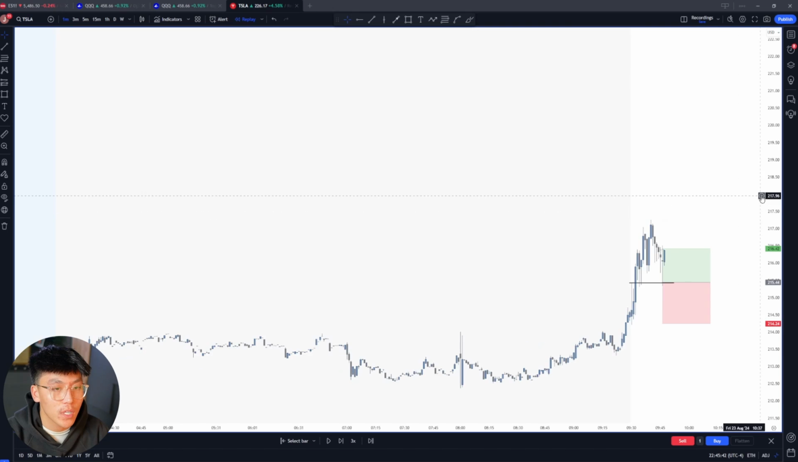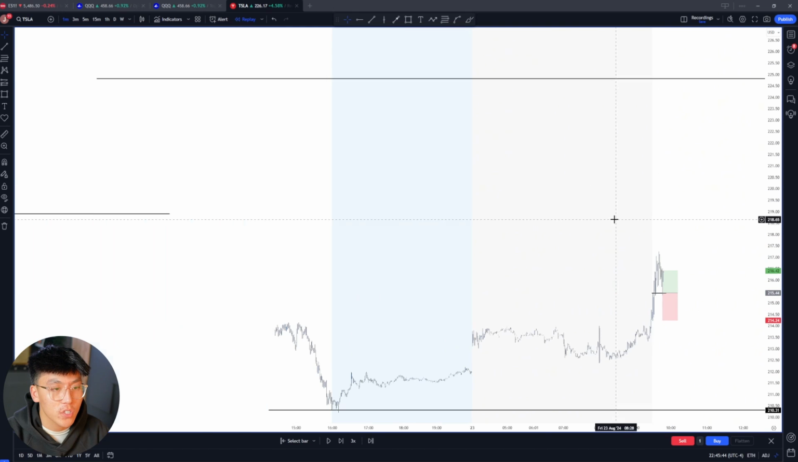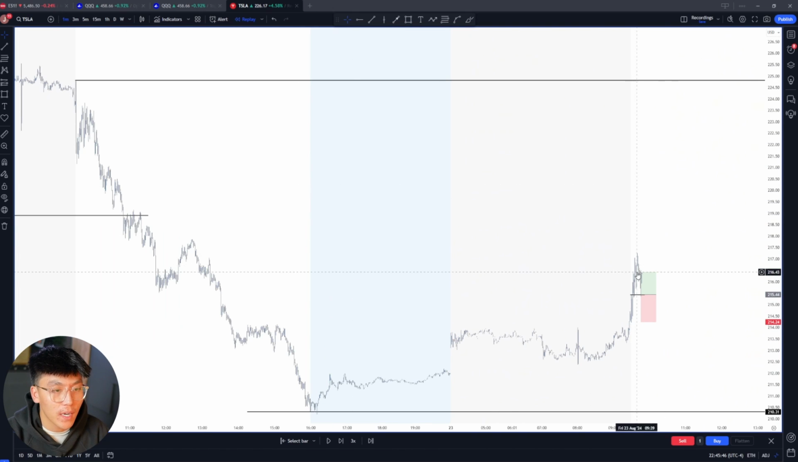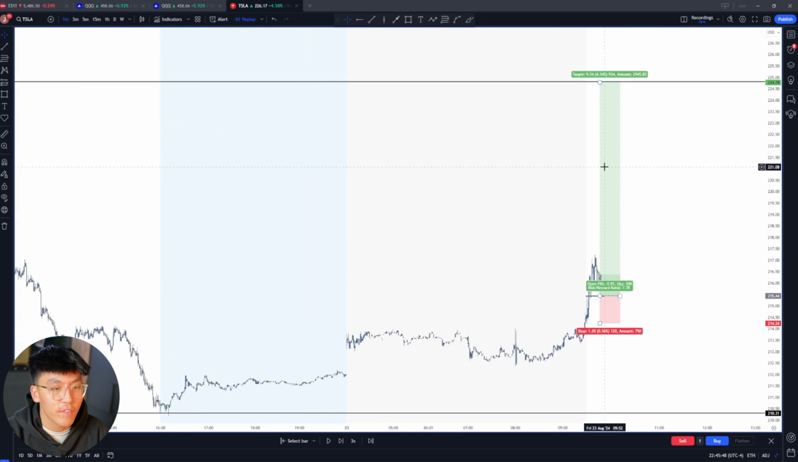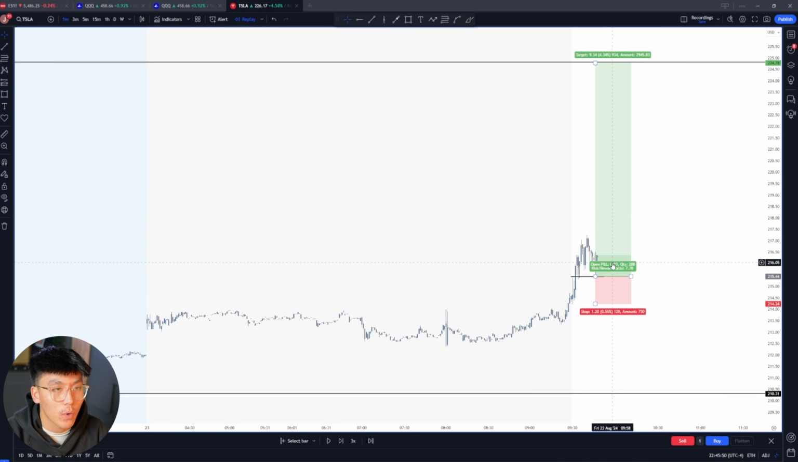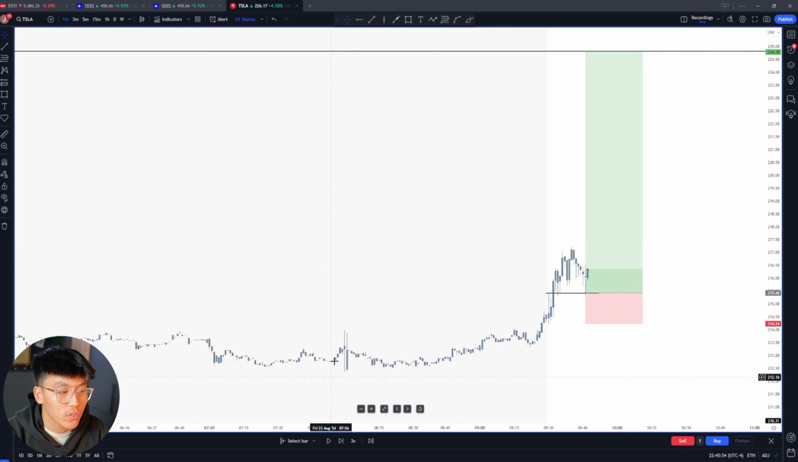In this case, where are you going to be looking to target? You're going to be looking to target essentially your previous day highs. Of course, this is fairly far away. This is a 7 risk to reward ratio, which is very unlikely to hit. So you're going to kind of take partials along the way. You're going to be looking to scale at high of day.